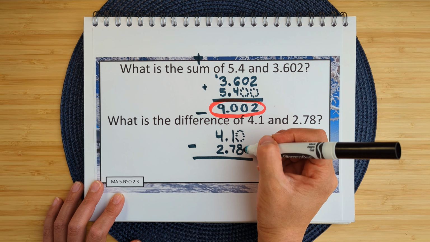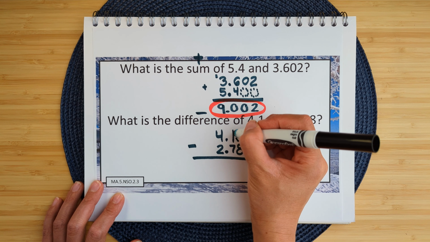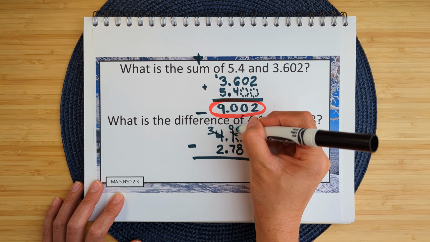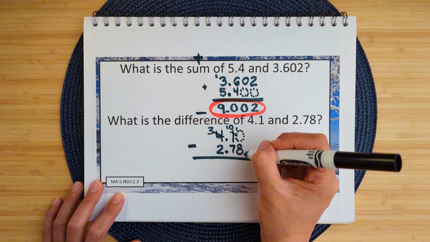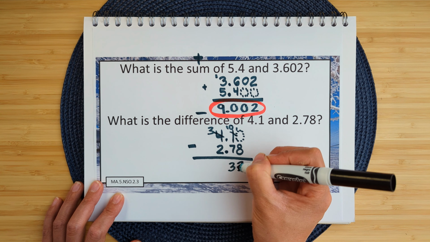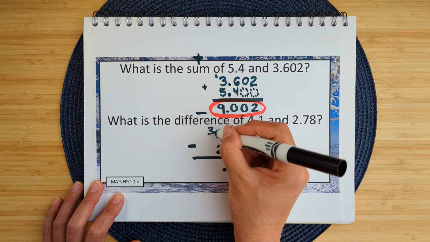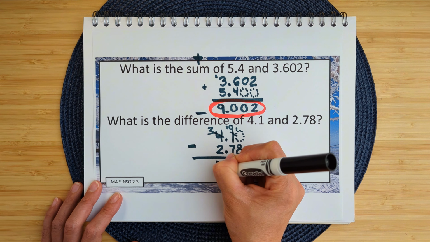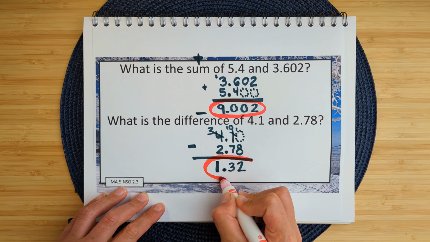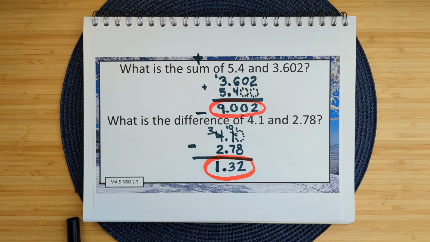So just like regular subtraction, I have to regroup here. So I'm going to take from here and then regroup from here. So 10 minus 8 is 2 hundredths. 10 minus 7 is 3/10ths. Bring down my decimal, and then 3 minus 2, just wholes, is 1. So the difference is 1 and 32 hundredths.